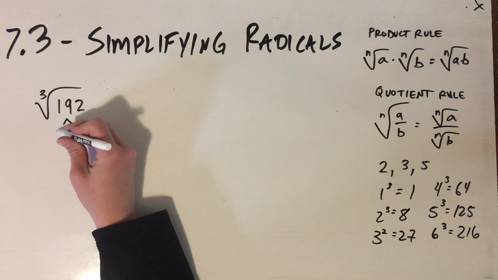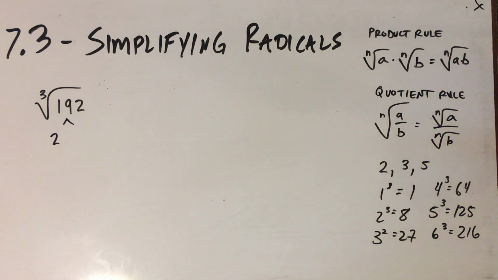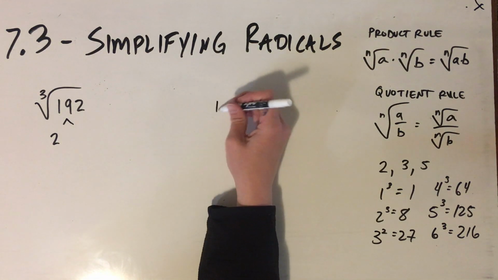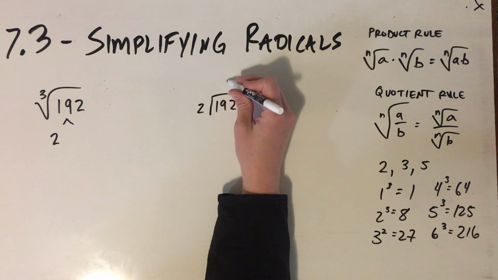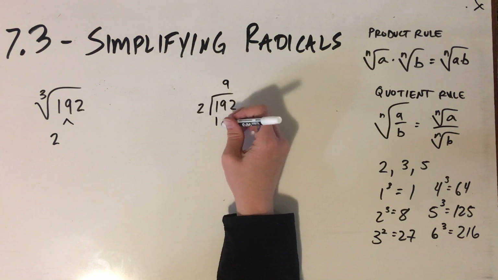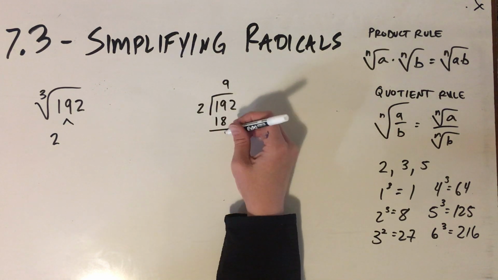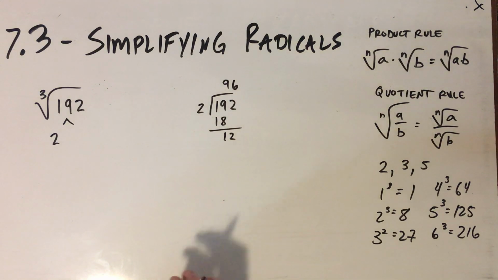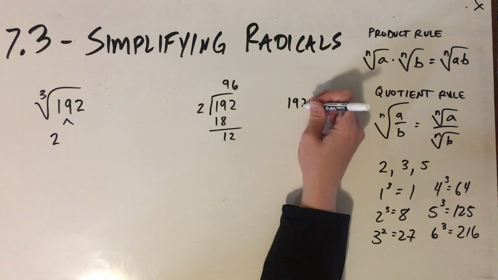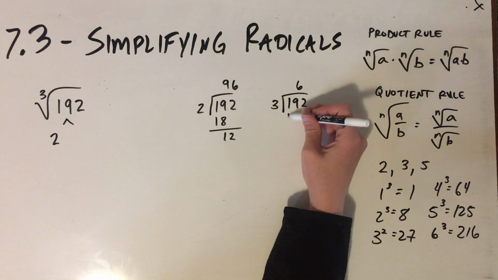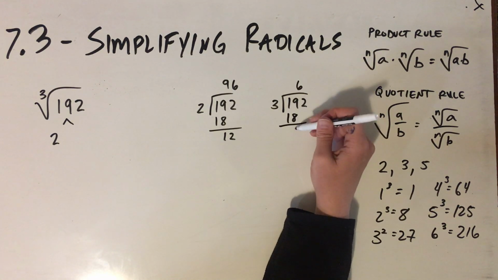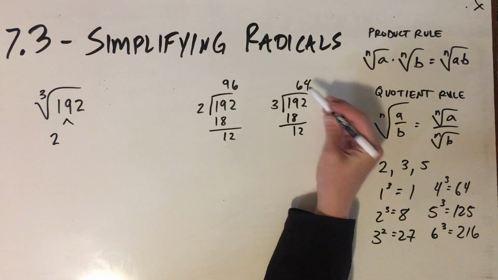So I'm going to try dividing it by 2. When I divide 192 by 2, I get 96, again not one of the numbers I recognize. So let's try dividing by 3. When I divide by 3, 3 times 6 is 18, and 3 times 12 is 36, so 192 divided by 3 gives me 64. Okay, so those are the factors I want.